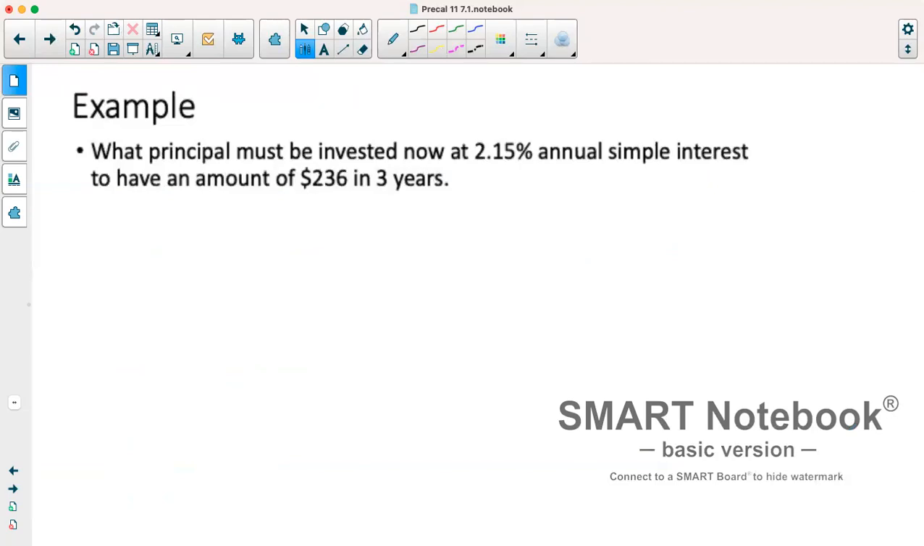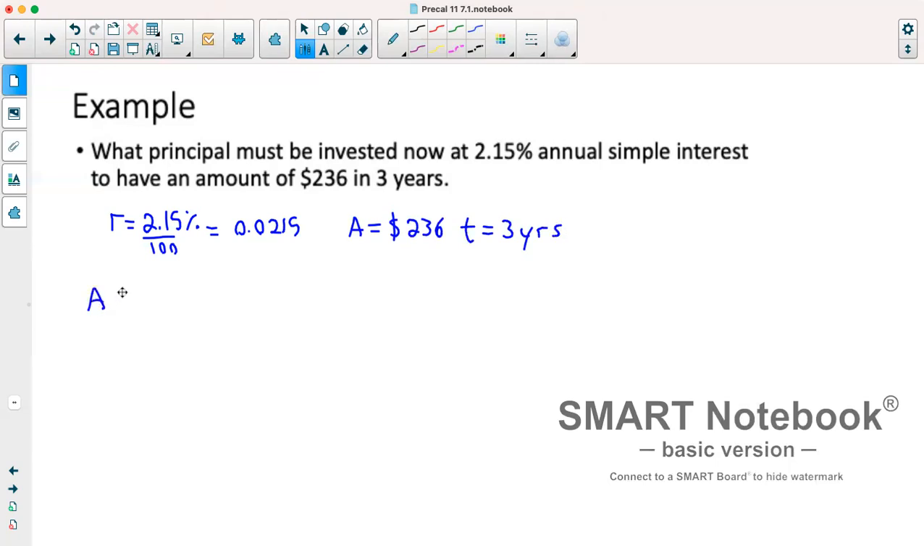Okay, so one more example. What principal must be invested now at 2.15% annual simple interest to have an amount of $236 in 3 years? So reading through this, first thing they give us is our rate. So our rate is 2.15%. We're going to want to divide that by 100. So that is 0.0215. They tell us our amount is going to be $236. And our time is 3 years. And we want to solve for principal.